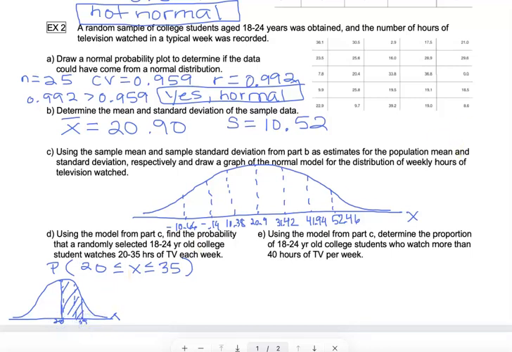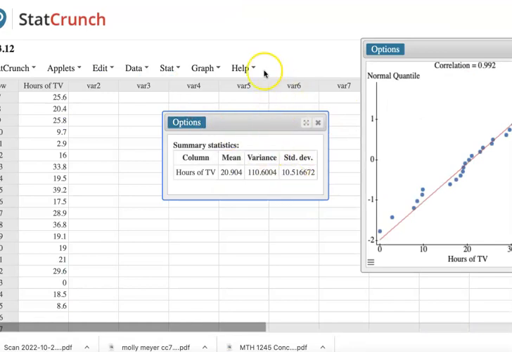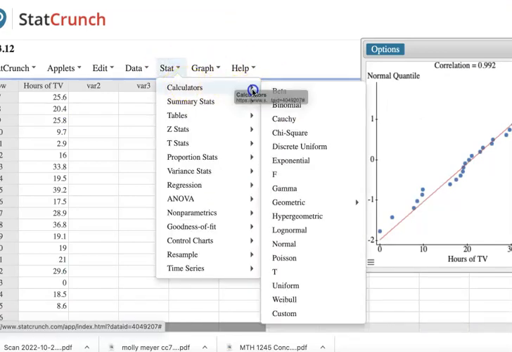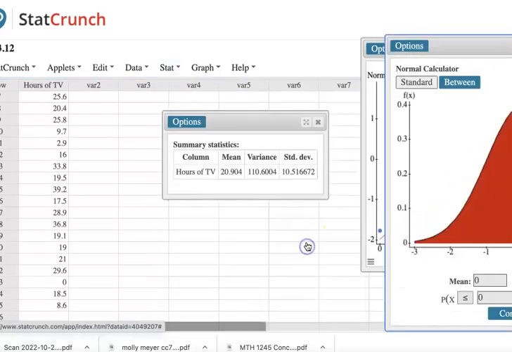So go into StatCrunch and stat calculators. And where is my normal calculator? There it is. For some reason, it does not want to let me choose it. Come on, buddy. There we go.